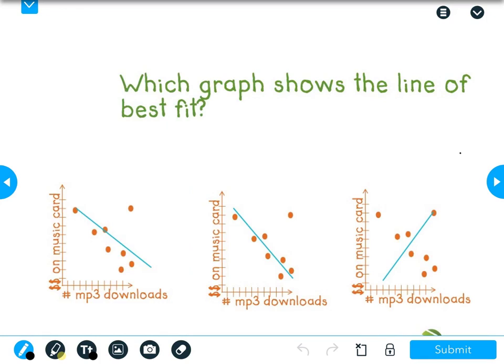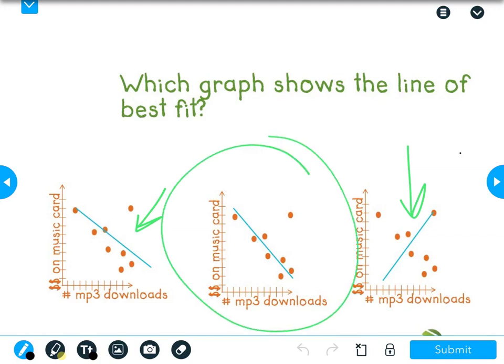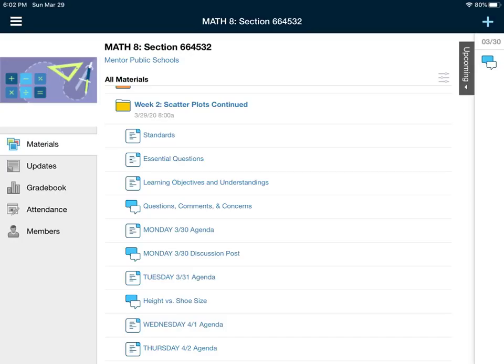So here's an example. Which graph shows the line of best fit? This one doesn't include all the points very well. This one is way off. This one has the line of best fit. There's an equal number of points above and below the line. So continue through the Nearpod, it's pretty short, and do your best work. Then go on to the next thing, which is the discussion post.